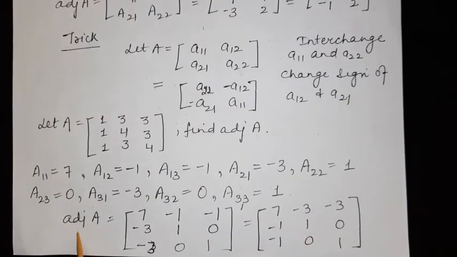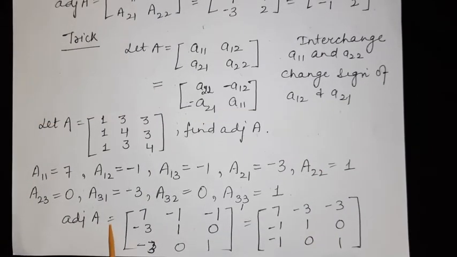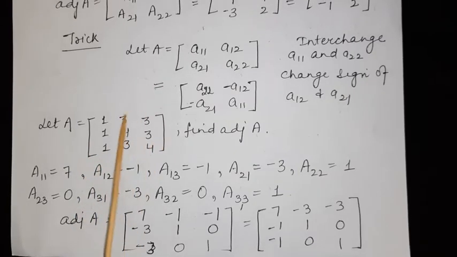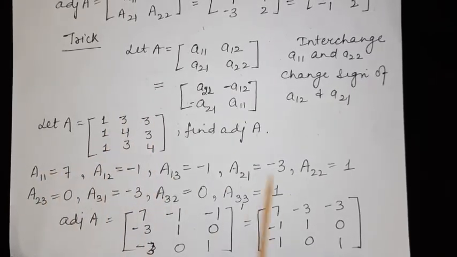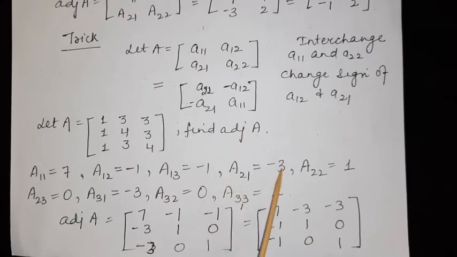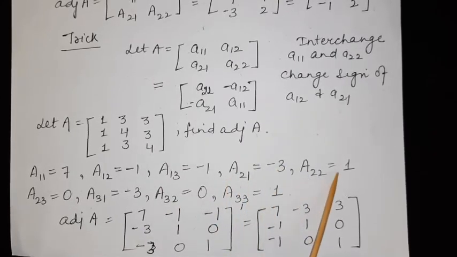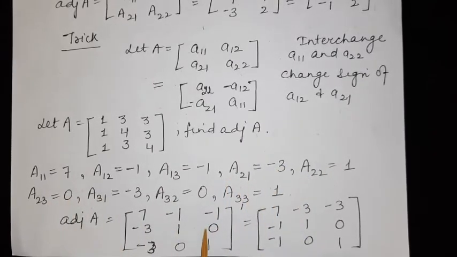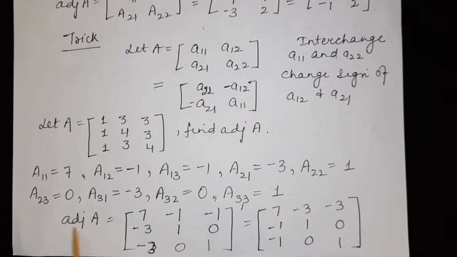So our first step for adjoint of A is that we have to replace all the elements with their respective cofactors. So cofactors are written in place of A11, it's 7, A12 is minus 1, A13 is minus 1, A21 is minus 3, A22 is 1, A23 is 0, A31 is minus 3, here the cofactor is 0 and here it is 1. But this is not adjoint.